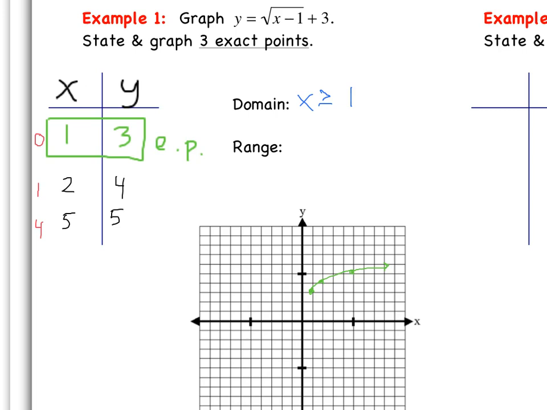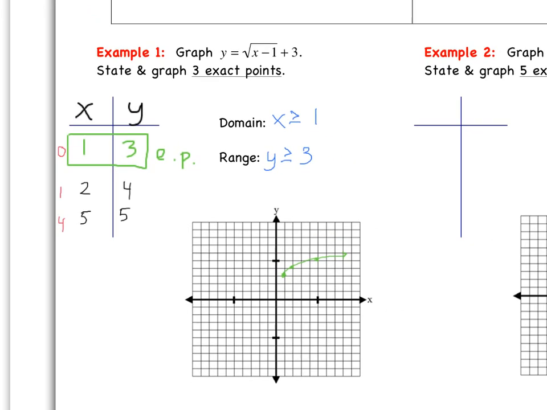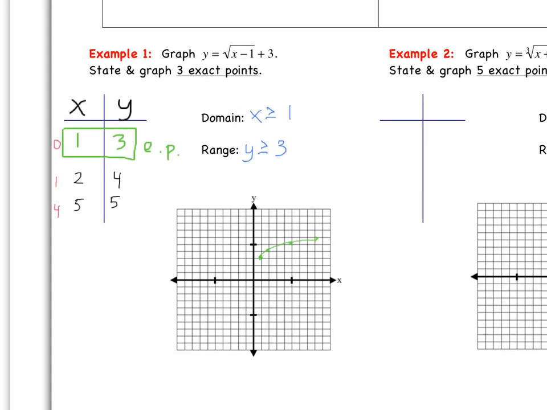Now our range, remember, are the y values, and we compare the y values to our k value, which is 3. So what we need to ask ourselves is, from our endpoint, are we above that point or are we below for our graph? We should notice that we are above, so our range is y is greater than or equal to 3. So there is our square root function.